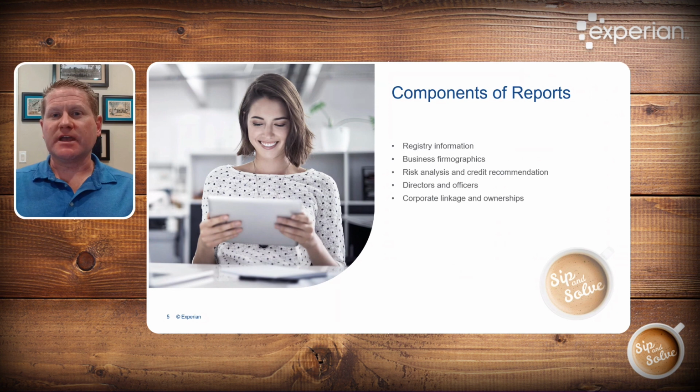Let's take a look real quick at components of reports, broadly speaking. And as I said, they're going to share many of the same fundamentals, foundations. First, registry information. So this is official legal business name, registered address, the status of the company. And then moving on, we've got some key firmographics. This can include the industry that the business operates in, number of years it's been in business, key figures such as sales information.